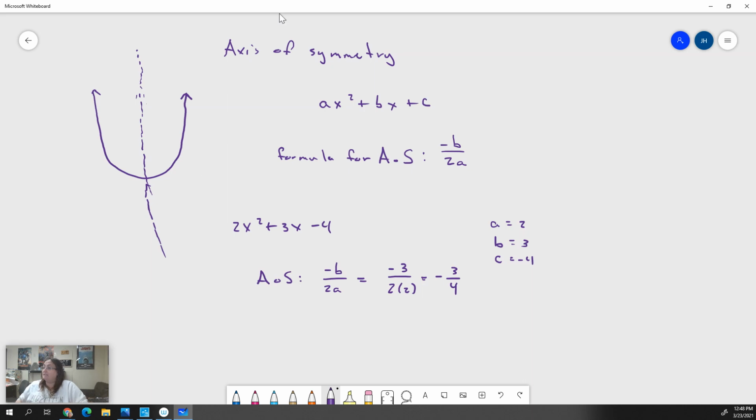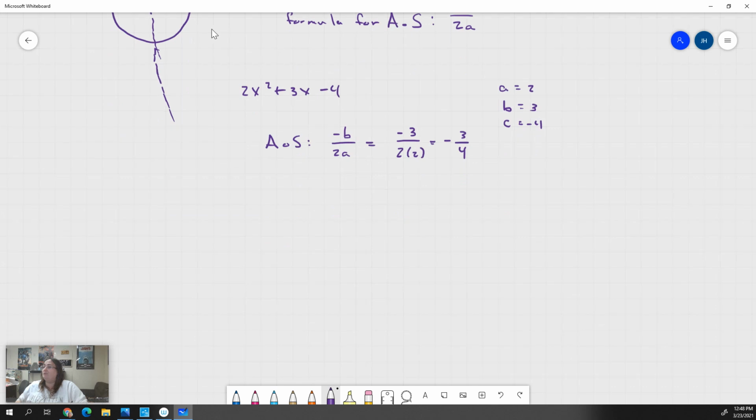right? That means if I have a graph, normally I would have a better graph than this, but let's say this is 1, right? So my axis of symmetry would be at negative 3/4. So it's just below the 1, right? The negative 1, right? And that is our dividing line.